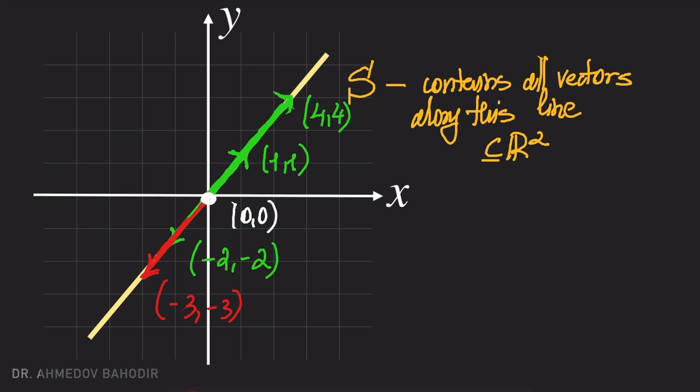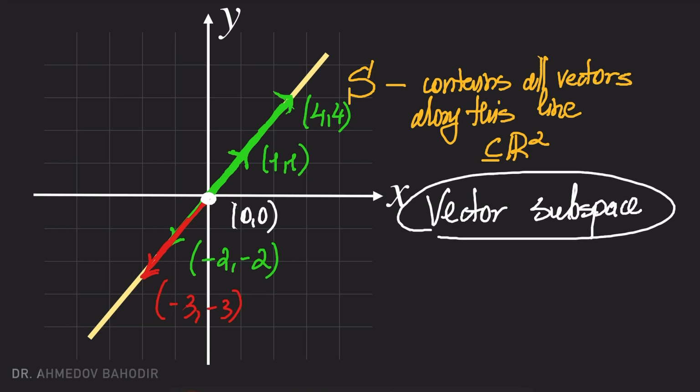So this line or this subspace is fulfilling all three conditions to be a vector subspace. So we say that, hey, this S is a vector subspace. So it appears not all the lines in R2 are vector subspaces.